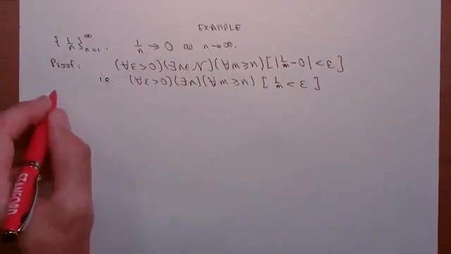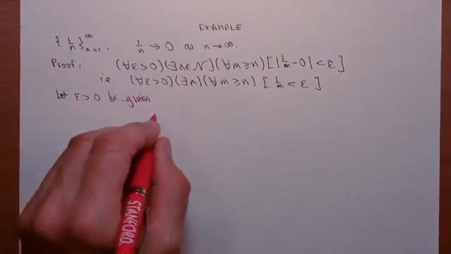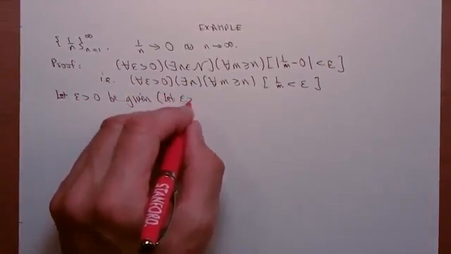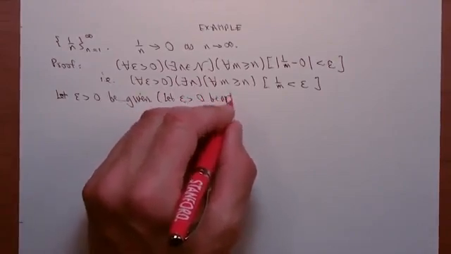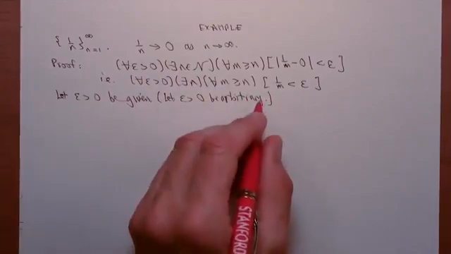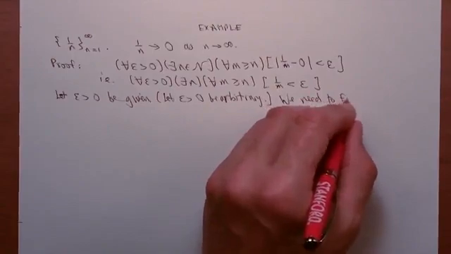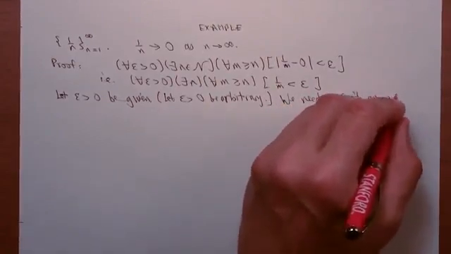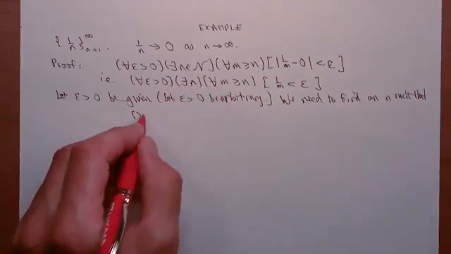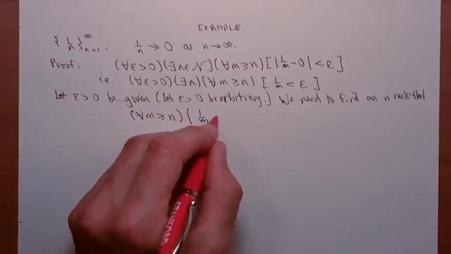Okay, so how do I verify that? Well, let epsilon greater than 0 be given. Another way of saying it would be to say let epsilon greater than 0 be arbitrary. Different way of saying the same thing essentially, at least in this circumstance. What I need to do is find an n such that for all m greater than or equal to n, 1 over m is less than epsilon.